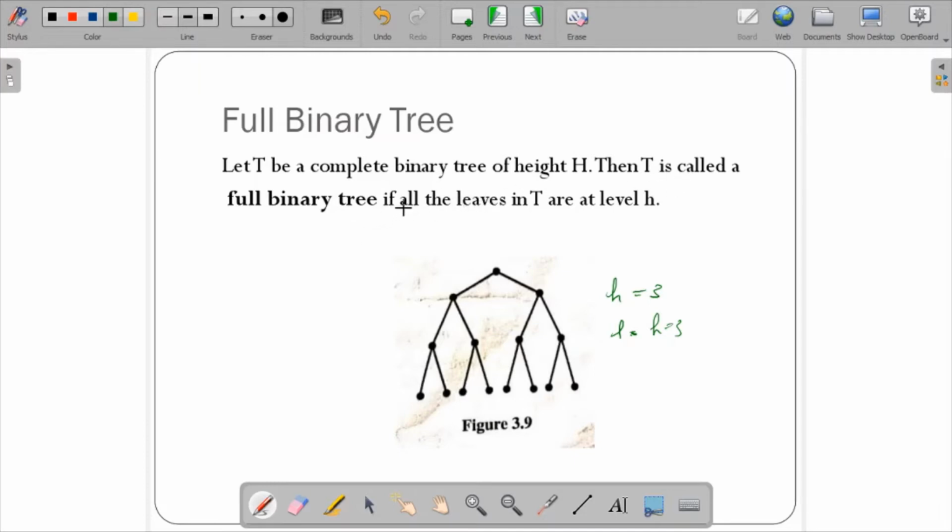So this is regarding the definitions of rooted tree, M-array tree, binary tree, complete binary tree, balanced tree, and fully binary tree. So let us solve the example problem based on this.